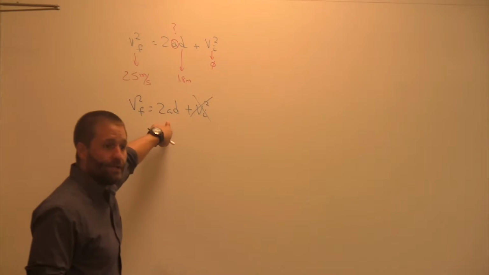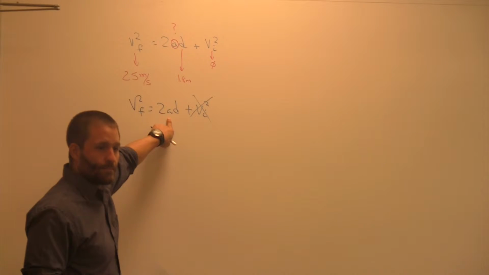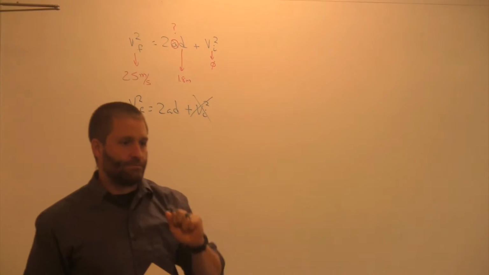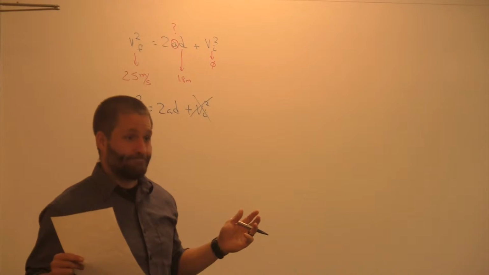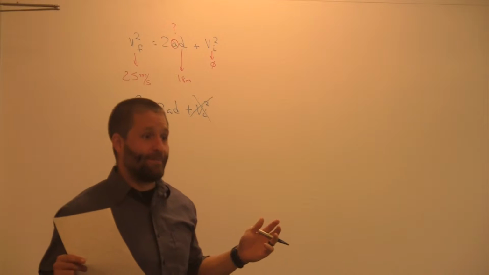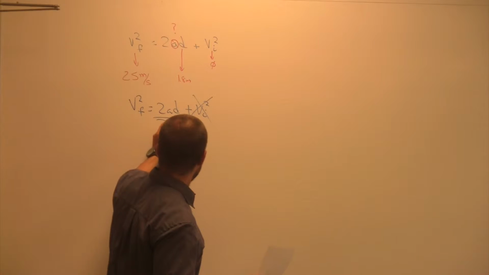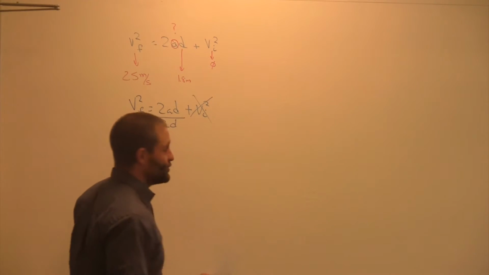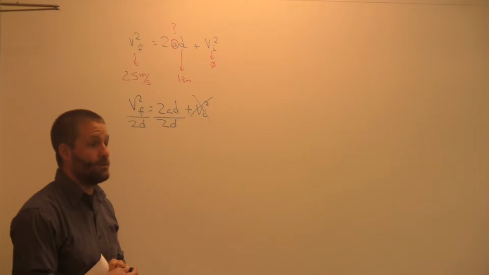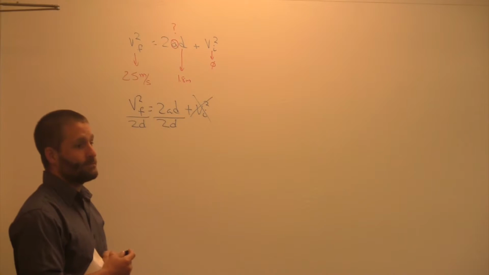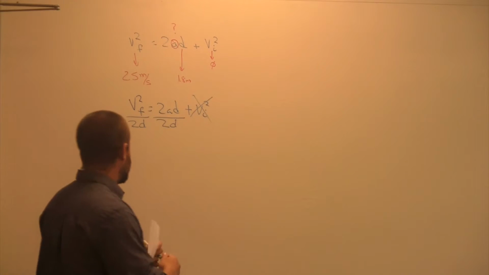What do I do here? What do I do to isolate A? How do I get A by itself? What do I need to do mathematically? Divide by what? You're right. Divide by what, though? By 2D. What you do on one side of mathematics, you have to do on the other side. By the other side, I mean what? The equal sign. Yeah, thank you, sir.